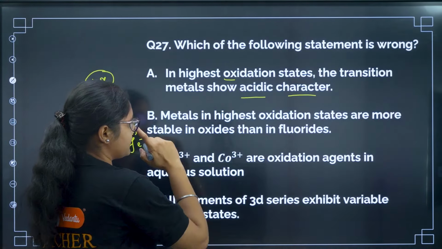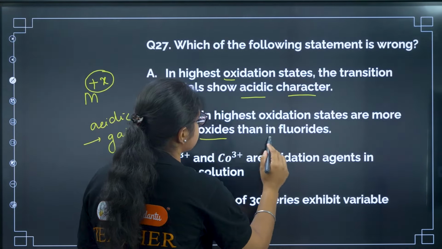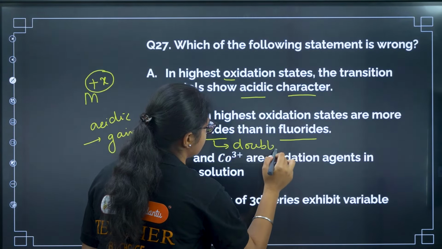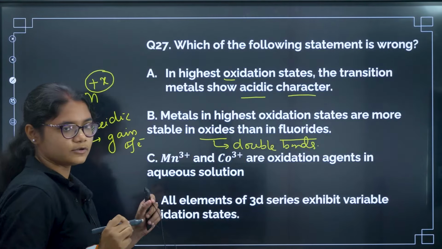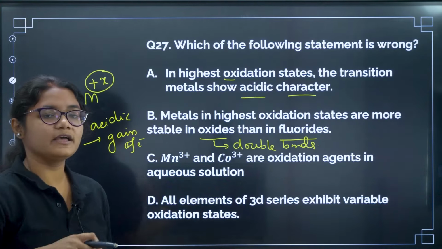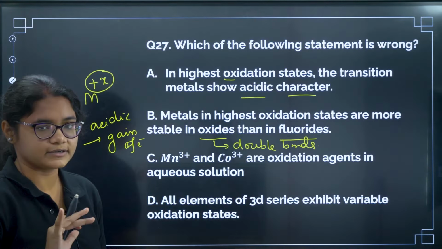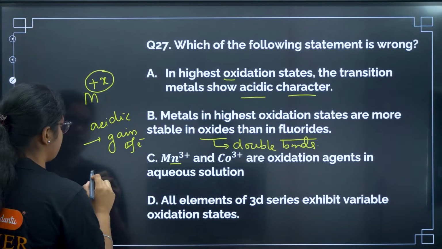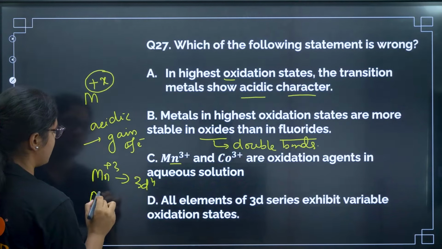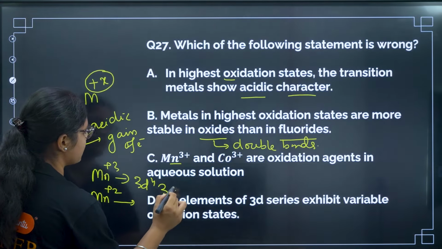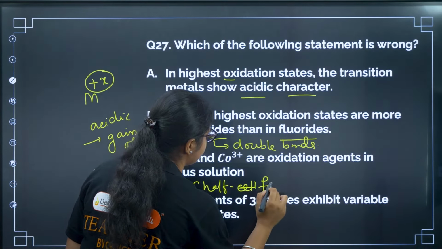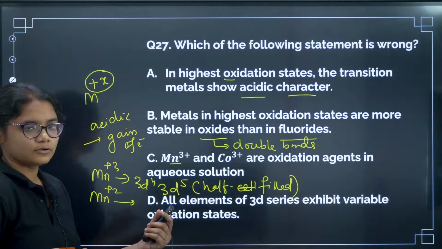Next, metals in the highest oxidation states are more stable with oxides than in fluorides. This is because the oxide has the capacity to form double bonds, right? Yes, so this part is also correct. Then Mn3+ and Co3+ are oxidizing agents in aqueous solution. So if they are oxidizing agents, they themselves will undergo reduction. What's the electronic configuration of Mn3+? Mn3+ is 3d4. If you make it Mn2+, it will become 3d5, which is a half-filled electronic configuration and more stable, so that is also correct.